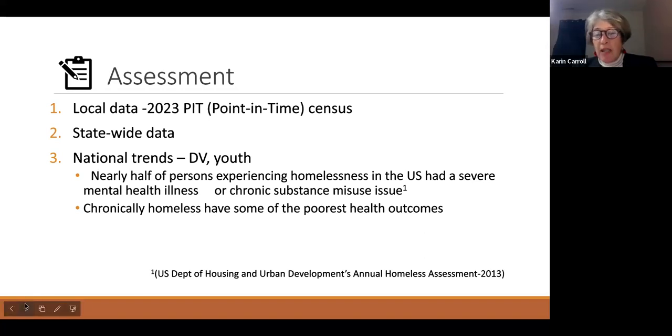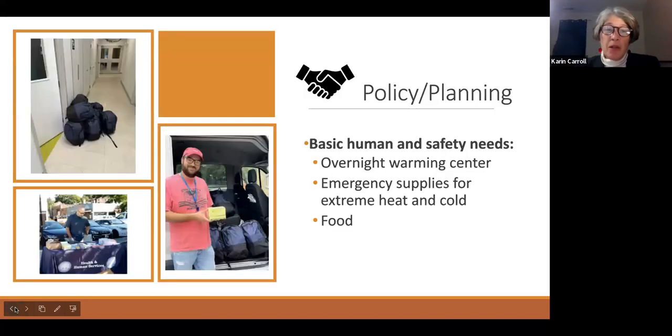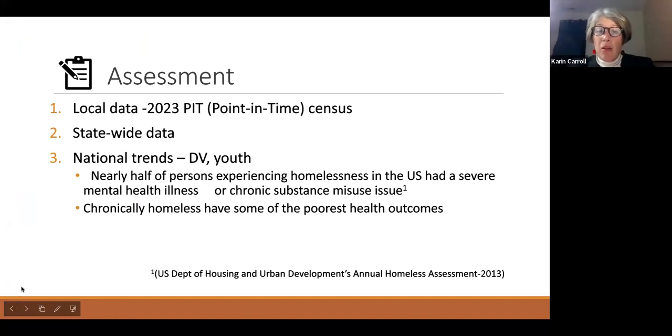So also just the health outcomes for persons experiencing homelessness, that nearly half of the persons experiencing homelessness in the US have a severe mental health issue or a chronic substance misuse issue. And chronically homeless people have some of the poorest health outcomes overall. Thank you. Next slide.